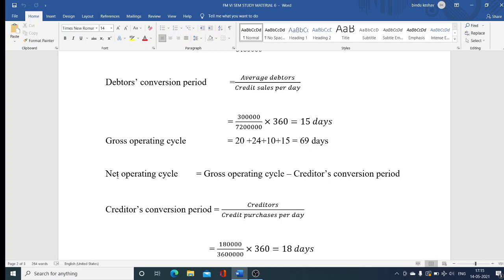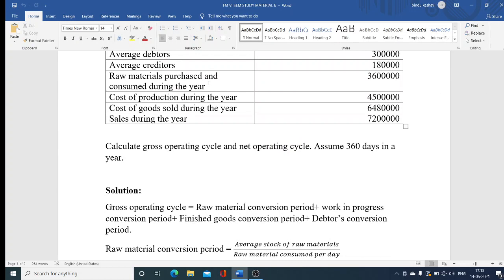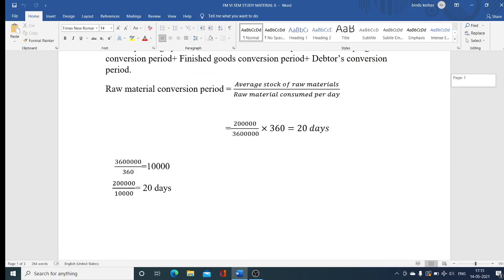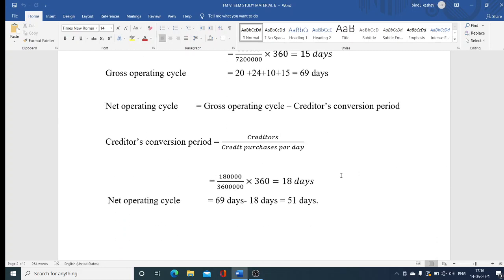Then we have to find out the net operating cycle. Net operating cycle is equal to the gross operating cycle minus the creditors conversion period. Creditors conversion period is equal to creditors divided by credit purchases per day. The entire purchases are taken as credit. Raw material purchased and consumed during the year is 36 lakh, and the entire amount is considered as credit purchases. So 1,80,000 divided by 36 lakh into 360, which is equal to 18 days. So the net operating cycle is equal to 69 days minus 18 days, which is equal to 51 days.